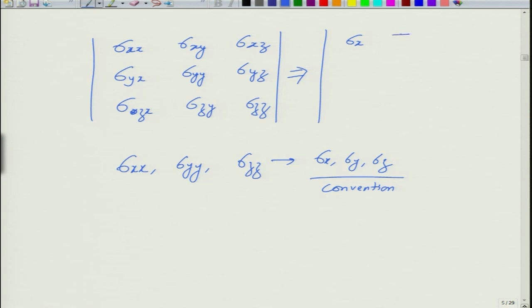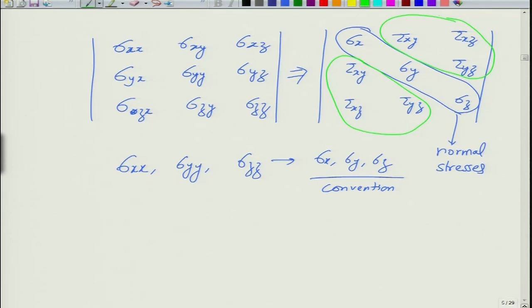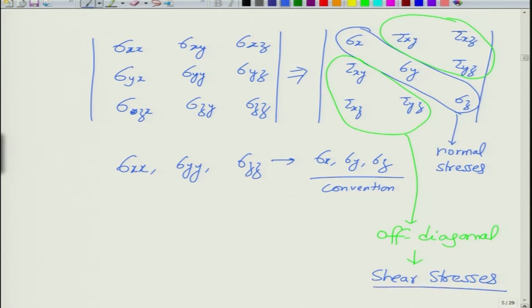So, this could be sigma x, this could be tau xy, this could be tau xz. And then we have tau yx, which is nothing but tau xy, then we have sigma y, and then we have tau yz, then we have tau xz, then we have tau yz, and then we have sigma z. So, we can see the diagonal components are normal stresses, and the off diagonal components, these and these, we can say are shear stresses, okay. And the tensor is symmetric about the diagonal.